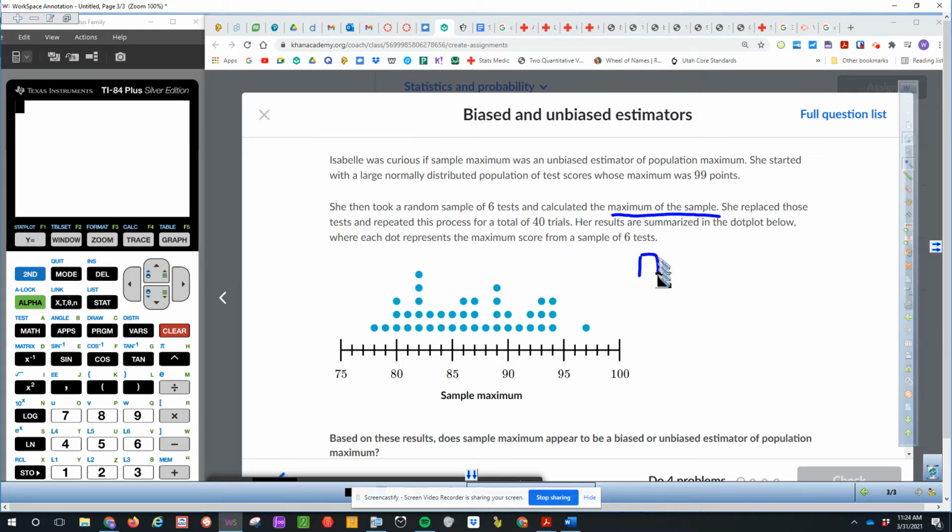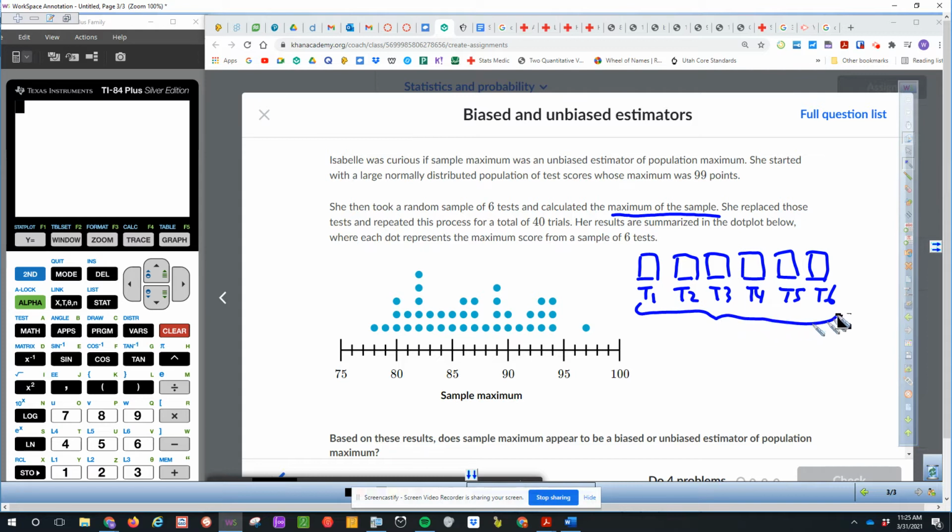So you have 6 tests: test one, test two, test three, test four, test five, and test six. Those 6 tests are randomly picked from the population. And then from here, you pick the highest one. So you pick the one that is the maximum out of the 6 tests, and then you put that value here on the dot plot. So each dot here is the maximum of 6 tests.